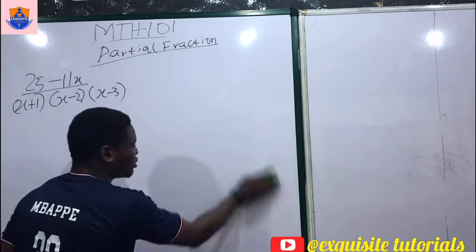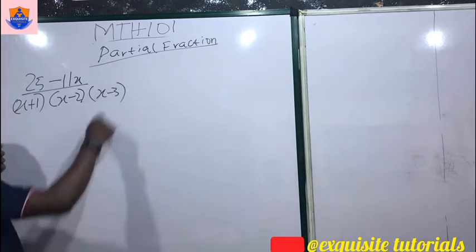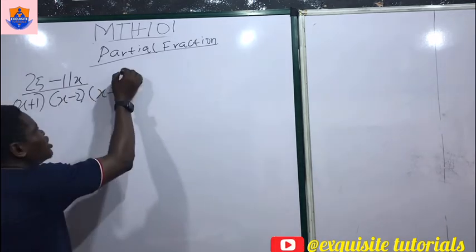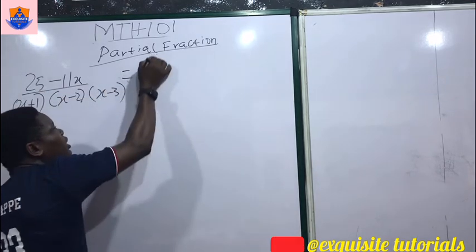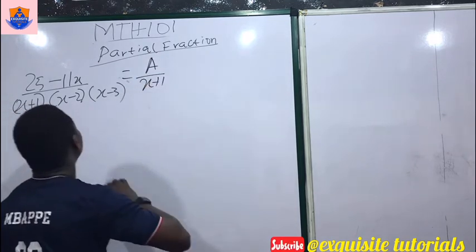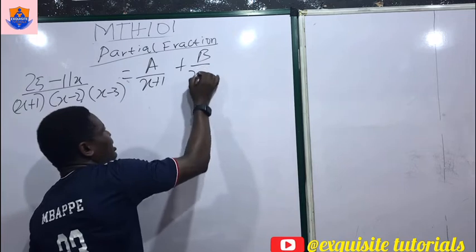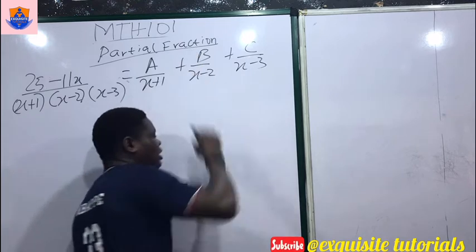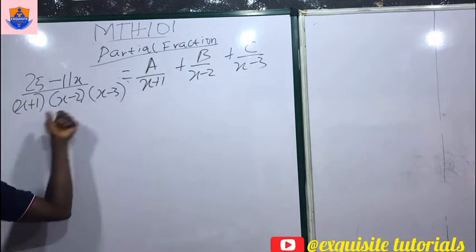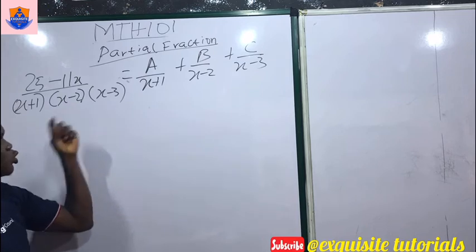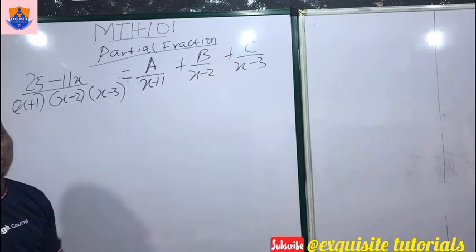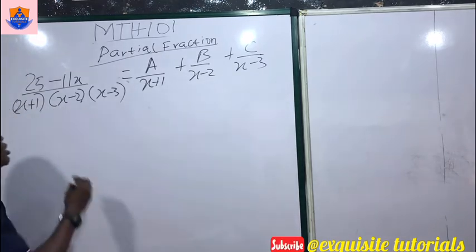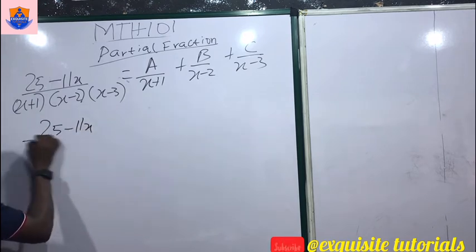So the first case is a case where there is no power here. There's no power here. All of them are linear factors. So the first thing is to let this equal a over x plus 1 plus b over x minus 2 plus c over x minus 3. So we have done that. A over x plus 1, b over x minus 2, and c over x minus 3. So normally, how would you simplify this part of the expression? Simple. The way you simplify it is what we are going to do now.